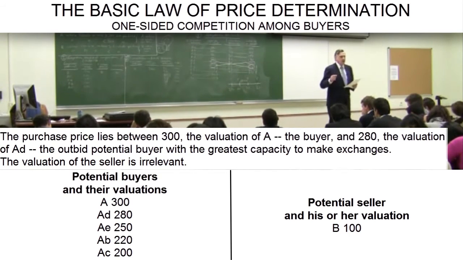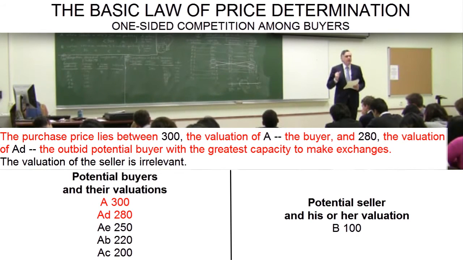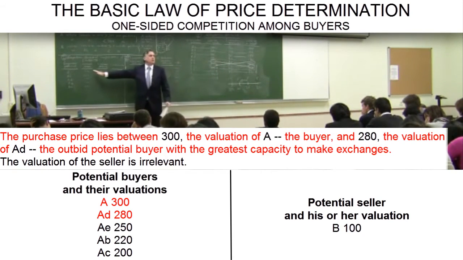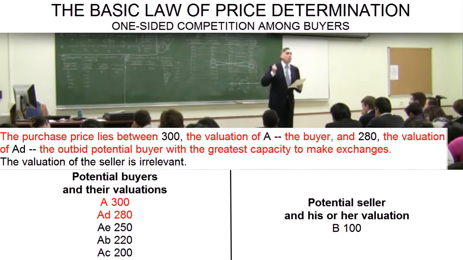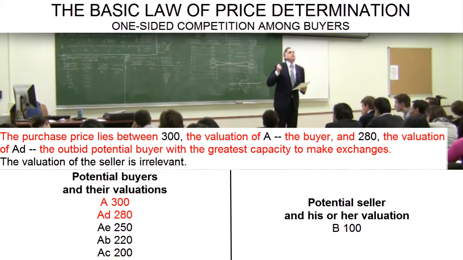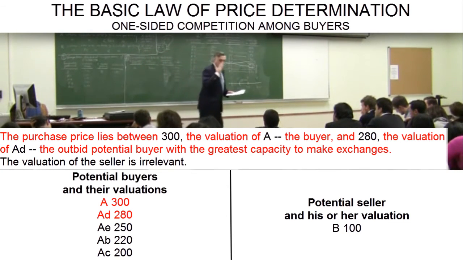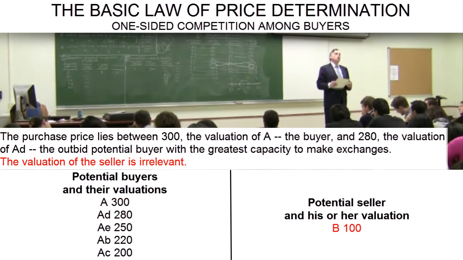So, in one-sided competition among buyers, visualize the example of the English auction, we can say, as economic theorists, that the price will lie in a much narrower range. It will be set between two limits. The upper limit, as always, the buyer's subjective valuation, cannot be higher than 300. And what is the lower limit? The subjective valuation of the outbid buyer with the greatest capacity to make exchanges. That is, the outbid buyer who is willing to pay the most, which is AD, at 280. The price will be set between 280 and 300. And remember, the valuation of the seller is completely irrelevant.